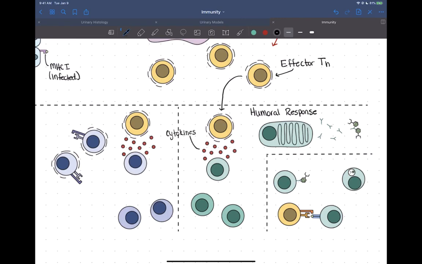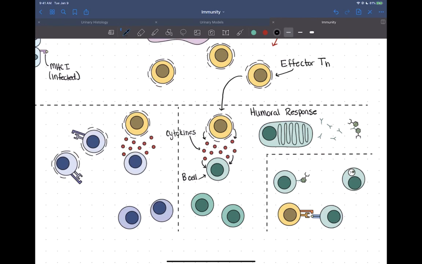Okay, so that's these little red guys. So they're going to be released by this T helper cell, and then they're going to act on this kind of green cell here. All right, so this would be our B cell. Actually, let's write this over here so we'll have more space. Okay, so this would be our B cell.